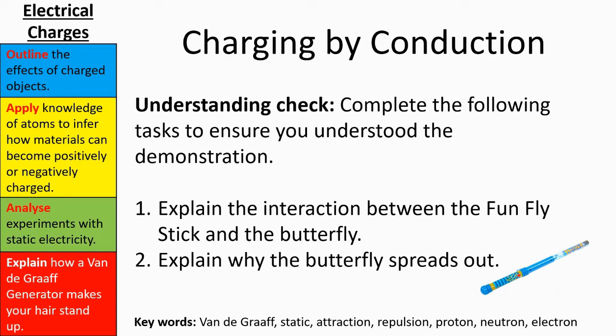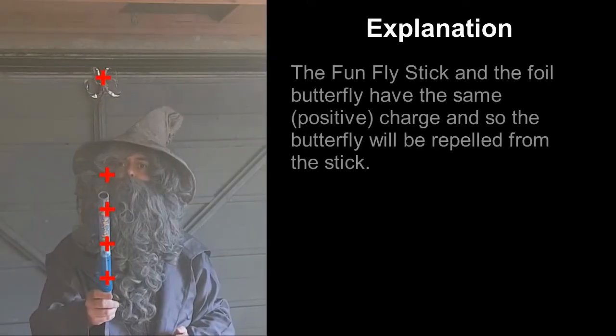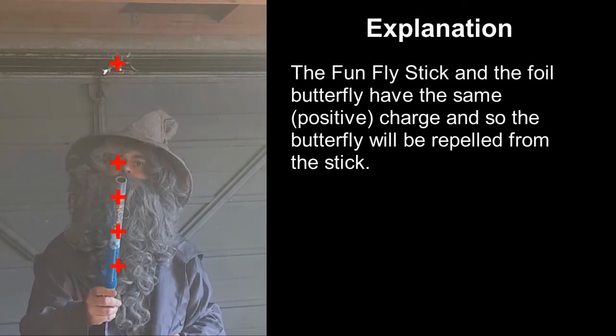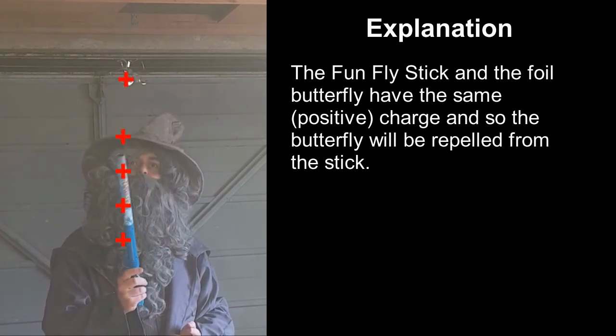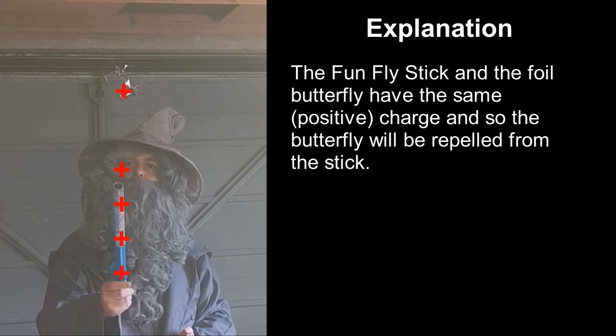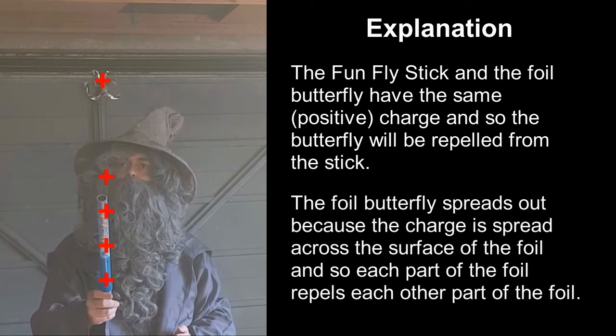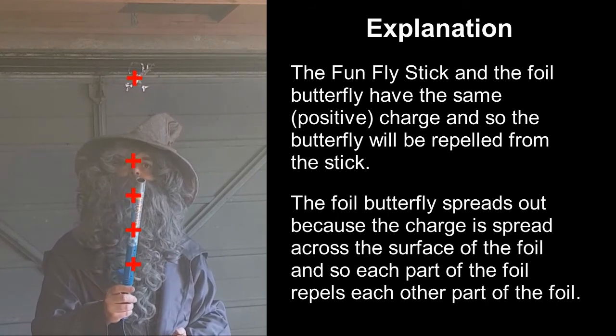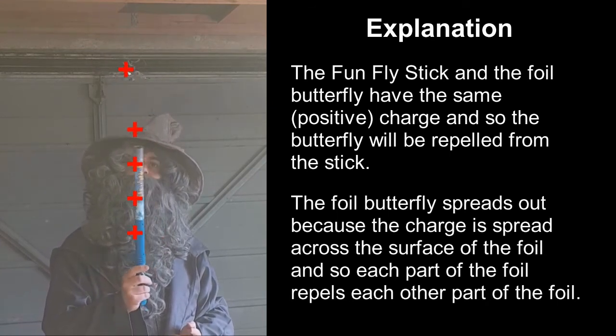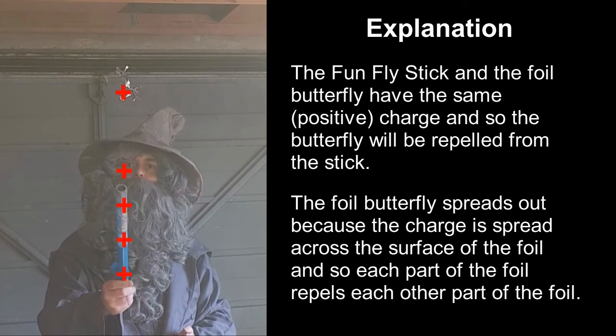Now let's check your answers. The fun fly stick and the foil butterfly have the same positive charge, and so the butterfly will be repelled from the stick. The foil butterfly spreads out because the charge is spread across the surface of the foil, and so each part of the foil repels each other part of the foil.